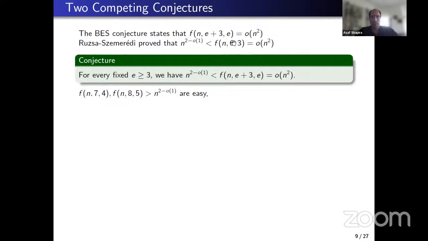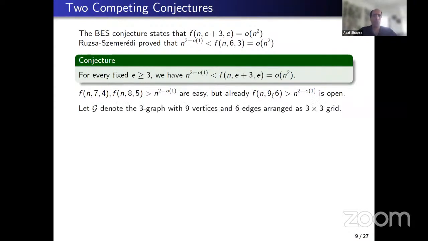Now, Ruzsa and Szemerédi proved the lower bound for 3 edges, and for 4 edges and 5 edges. This follows immediately from the 6-3 theorem, simply because each of these configurations must contain this configuration. But already the next case, the case of 6 edges and 9 vertices, is open. And it seems like the heart of the matter is to consider the 3x3 grid.